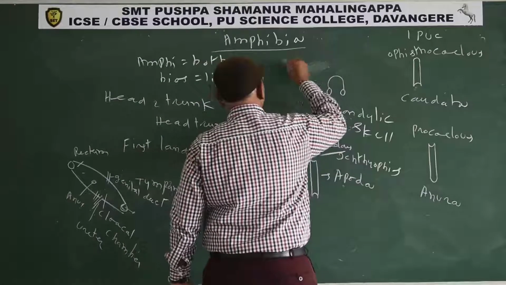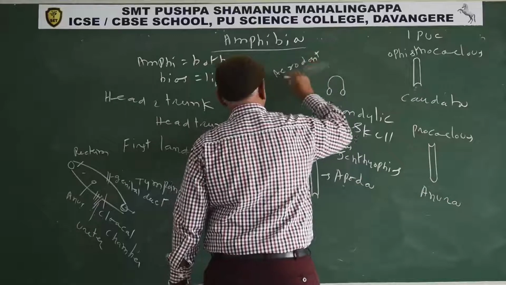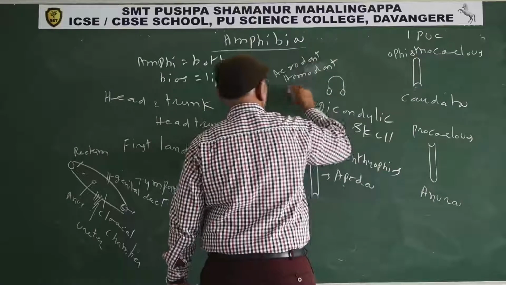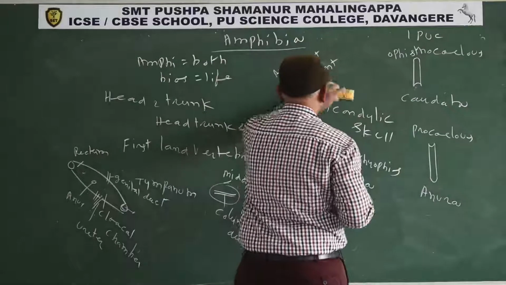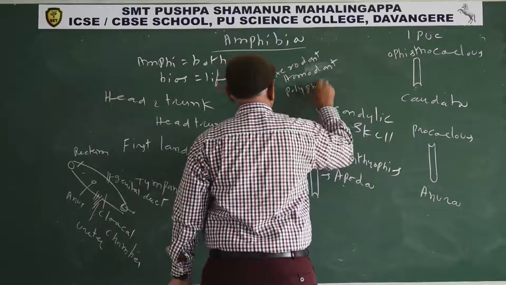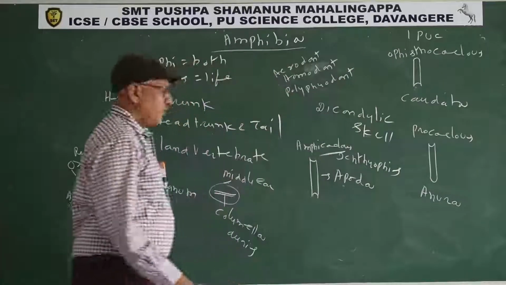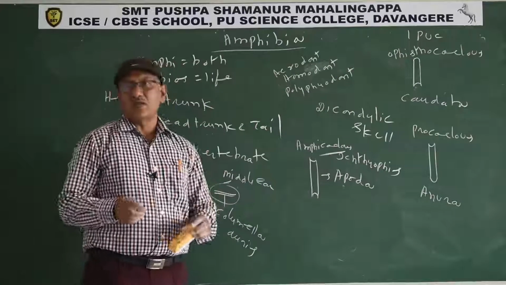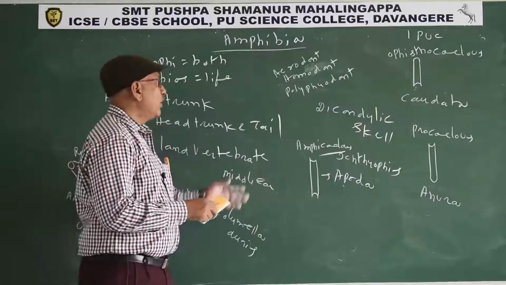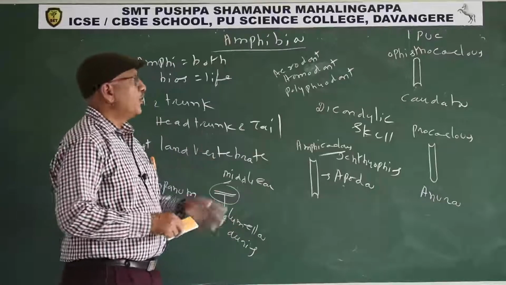Next point is teeth: acrodont, homodont, polyphyodont. Acrodont means teeth directly attached to jawbone. Homodont means all teeth are alike. Polyphyodont means old teeth are replaced several times by new teeth.